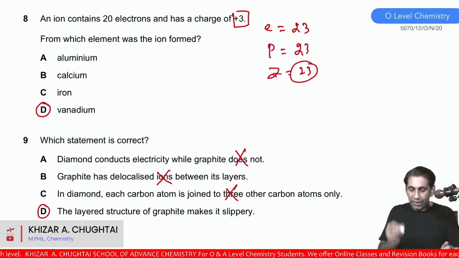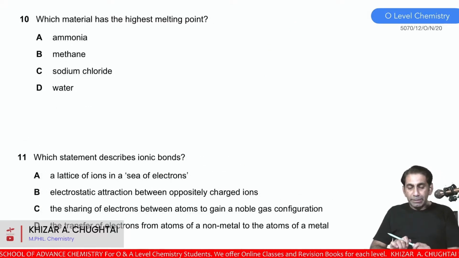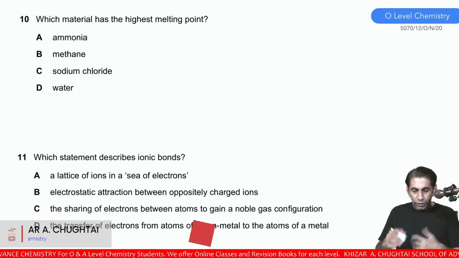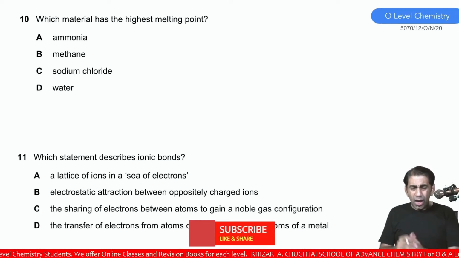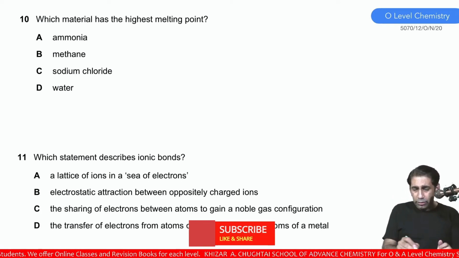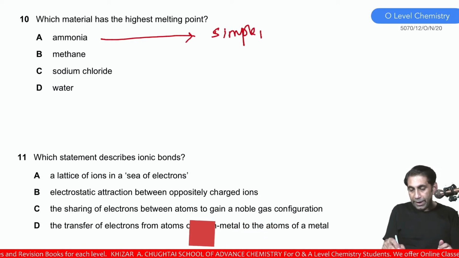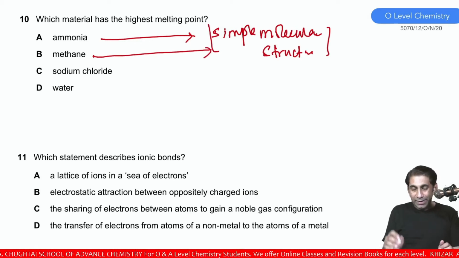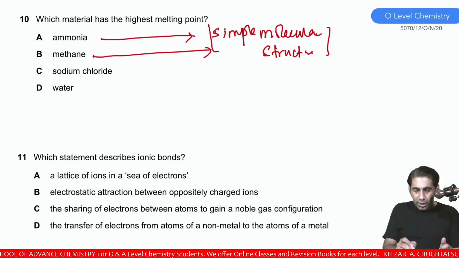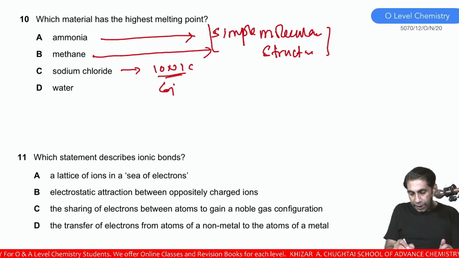The fourth one is the last one, so it will be correct. The layered structure of graphite makes it slippery. Yes, it is true. Question number 10. Which material has the highest melting point? There are 4 options: ammonia, methane, sodium chloride and water. Ammonia is a simple molecular compound. It has a simple molecular structure. Methane also has a simple molecular structure. Sodium chloride is an ionic compound and it has a giant ionic structure.